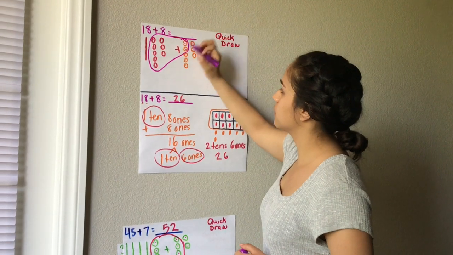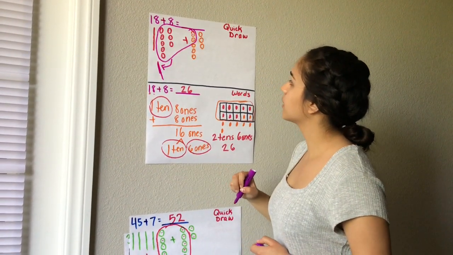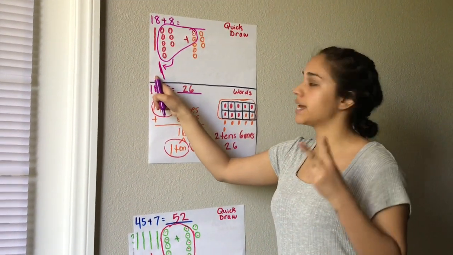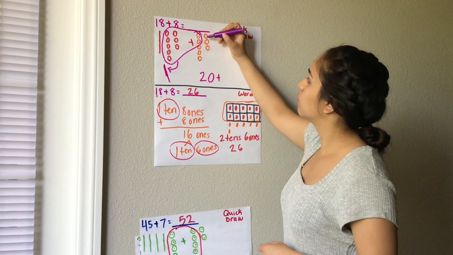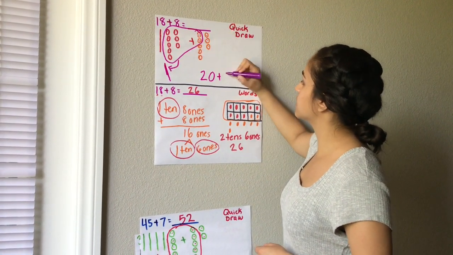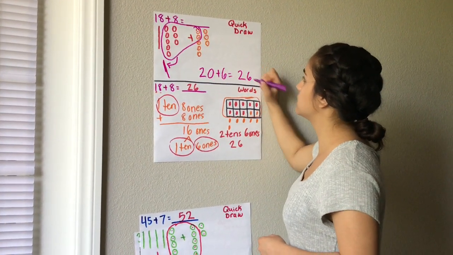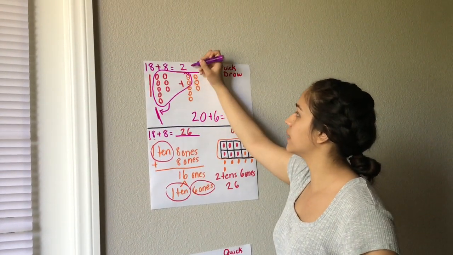These ones can be regrouped for 1 ten. So now I have 1, 2 tens. That's 20. And I have 1, 2, 3, 4, 5, 6 ones. 20 plus 6 equals 26. That's the same thing as 18 plus 8 is 26.